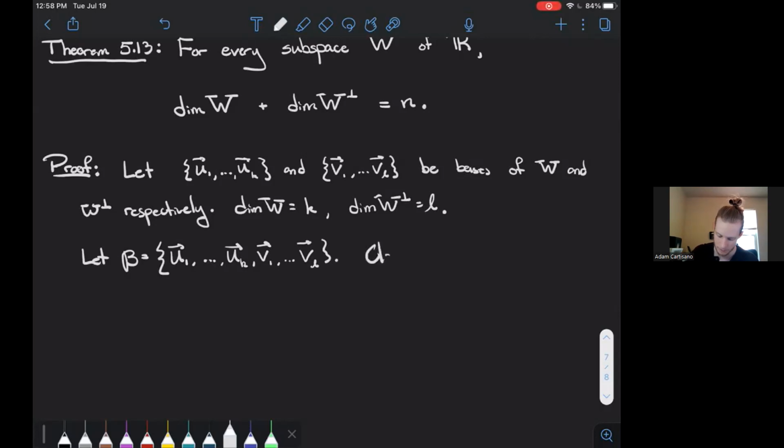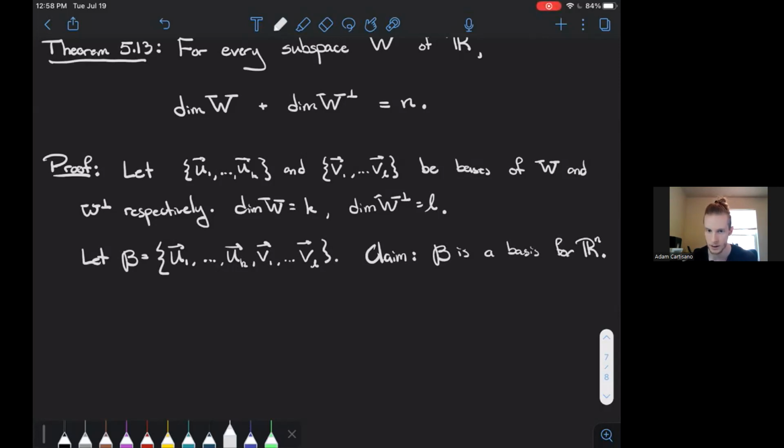So, claim. B is a basis for Rn. I have to prove that it's a linearly independent spanning set. If I can do that, then it's a basis for Rn, and the number of elements in it is n.